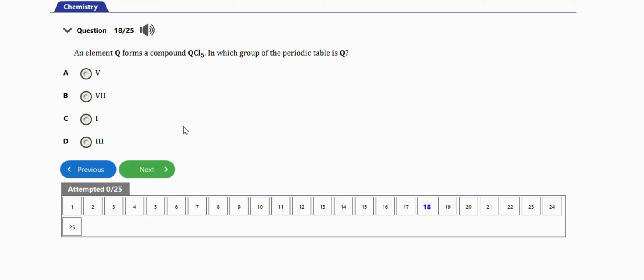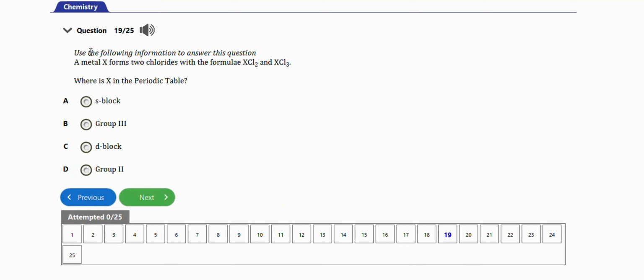So it will be in group, let's check, group 5. Yeah, so this is where we are going to find nitrogen under this group 5. Okay, so nitrogen has 5 valence electrons on the outermost shell, so it will be nitrogen, option A. Next question will be this one.